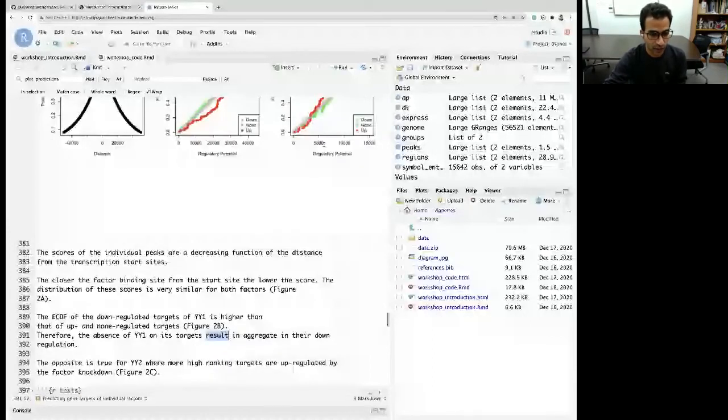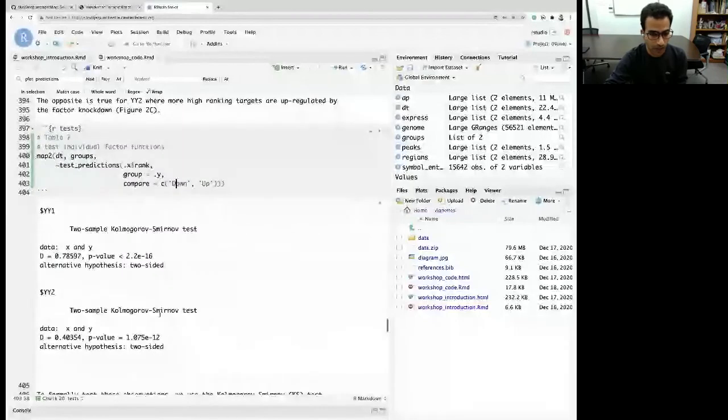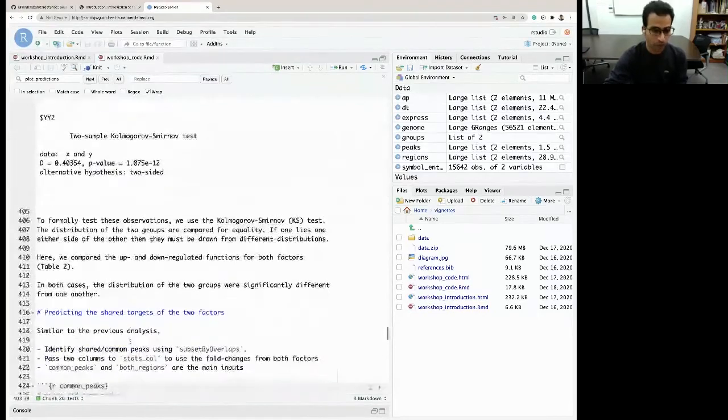And then we can test that using the test predictions. You pass it the ranks, and then you pass it the groups that we just made in the previous chunk, and then we say we want to compare the down to the upregulated genes. This applies the KS test, calculates the t statistic, and then a p-value. So we see here that this effect is significant for both factors.